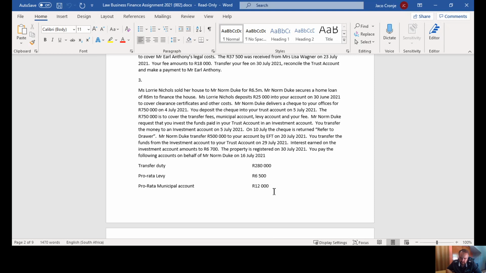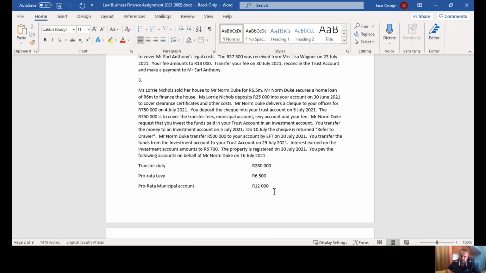Miss Laurie Nichols sold the house to Mr. Norm Duke for 6.5 million. Mr. Norm Duke secures a home loan of 6 million to finance the house. Okay, so up to there's no transactions, that's just info. Miss Laurie Nichols deposits 25,000 Rand into your account on the 30th of June 2021. Now again, that is the month before the month that we are doing, so that will also be an opening balance to cover clearance certificates and other costs.